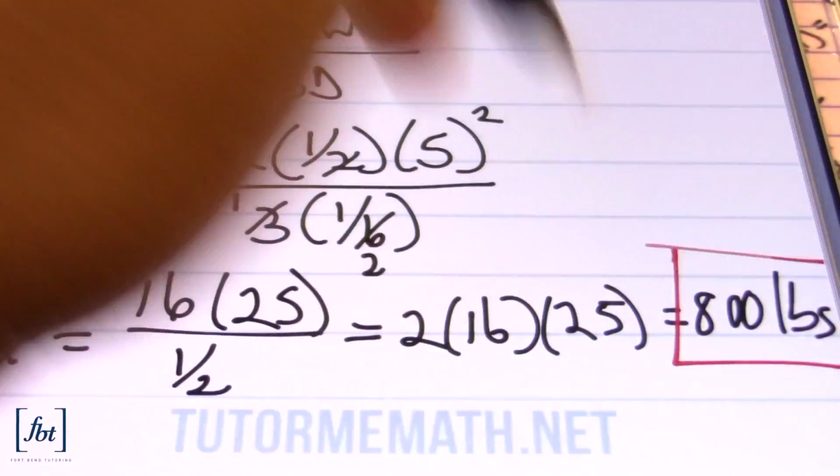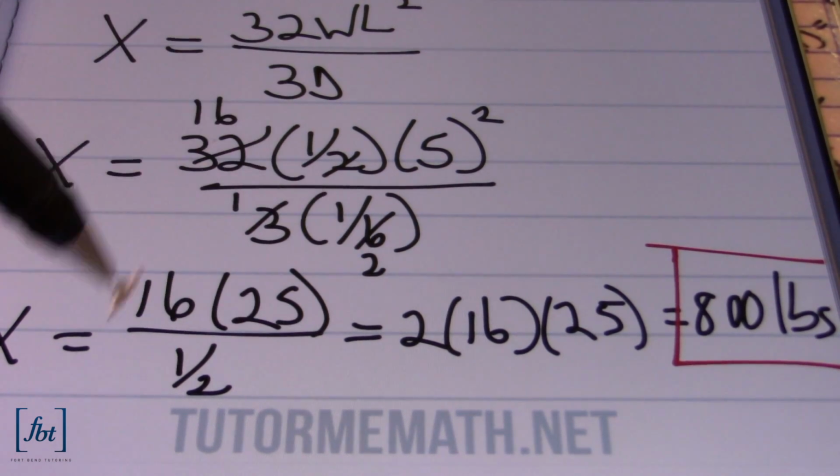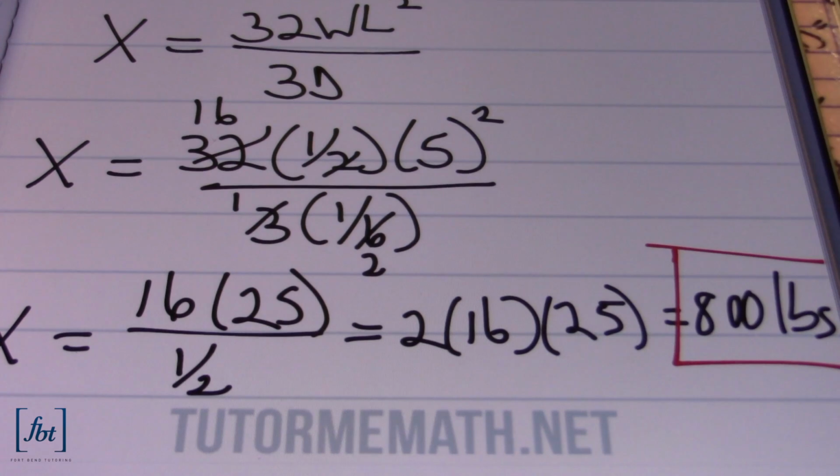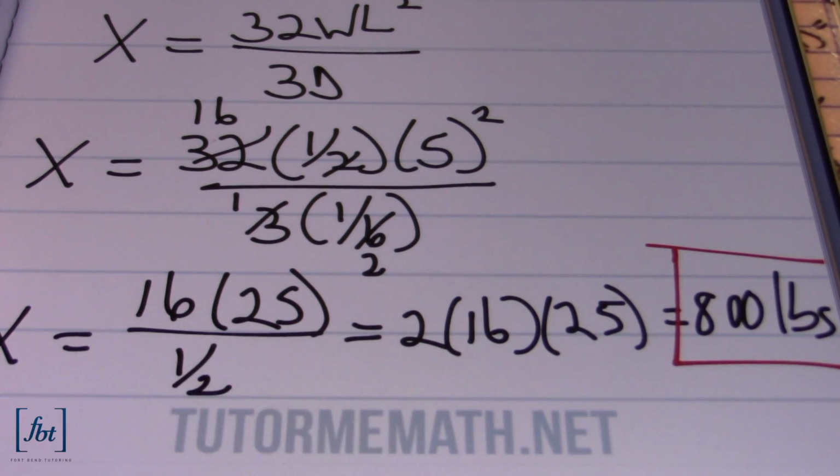Red boxing it. All right, that's the answer: 800 pounds. Now, within this, you saw quite a few complex fractions. So if you need to brush up on your complex fractions, check out this video on complex fractions by me in FBT. Next, we have part D.